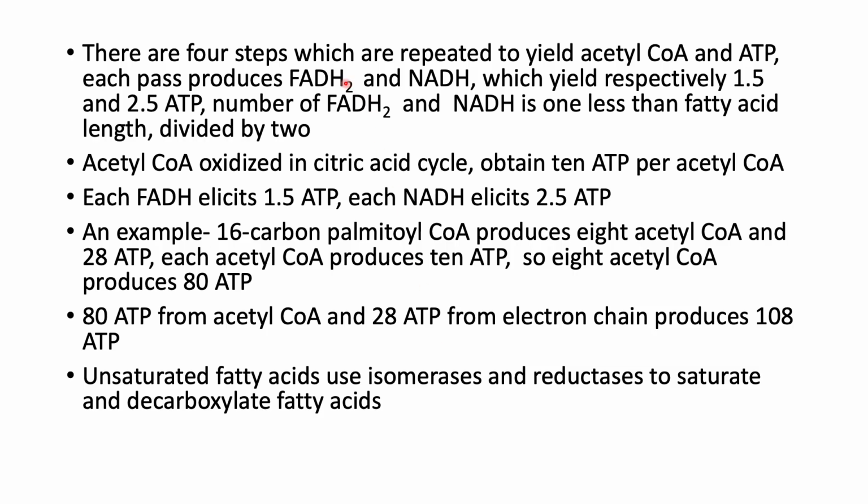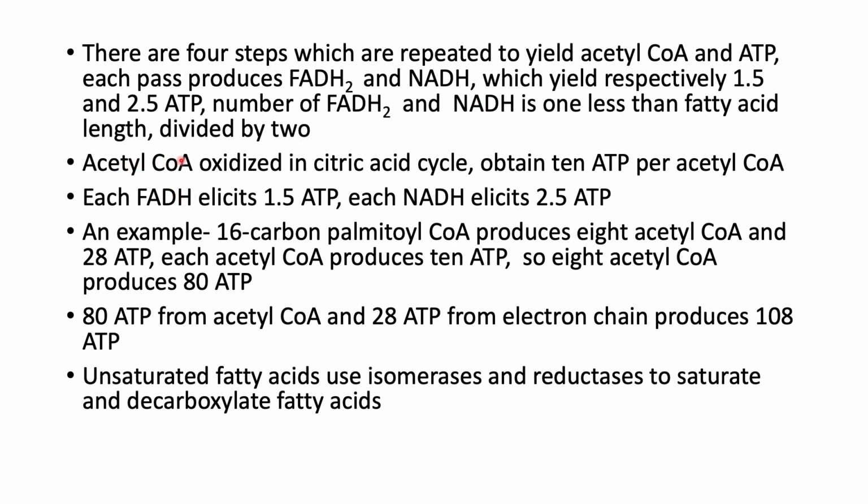So there are 4 steps which are repeated to yield acetyl-CoA and ATP. Each pass produces FADH2 and NADH, which gives you 1.5 and 2.5 ATPs. The number of FADH2 and NADH is 1 less than the fatty acid length divided by 2. So that's how you can calculate, from any given length of a fatty acid chain, how many FADH2 and NADH you get.